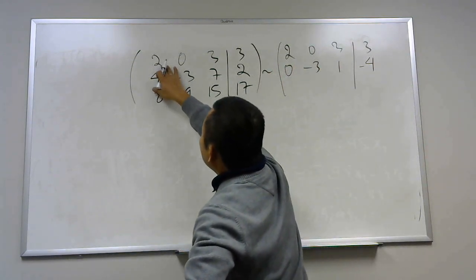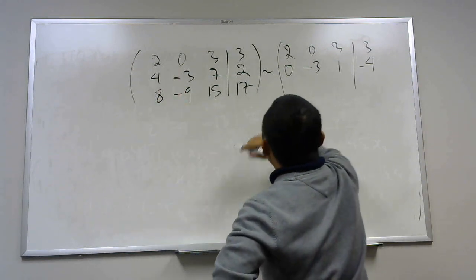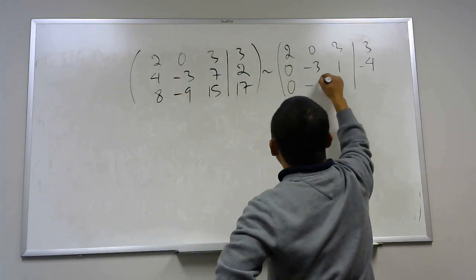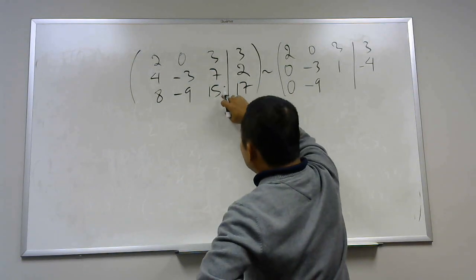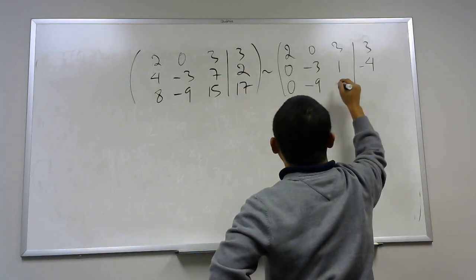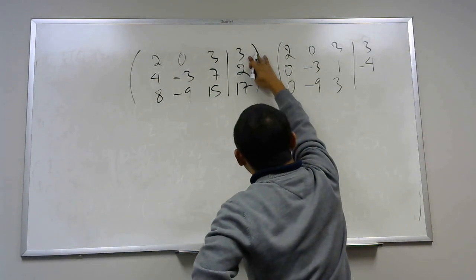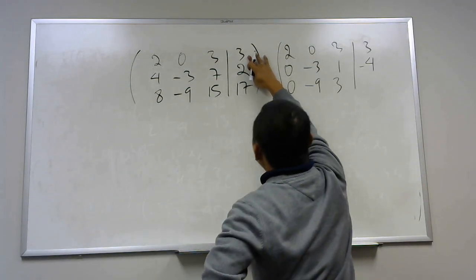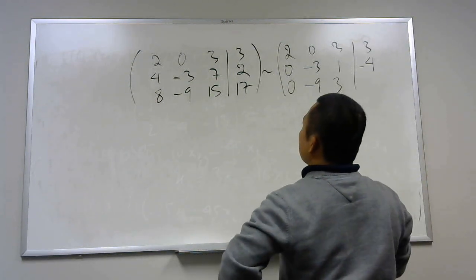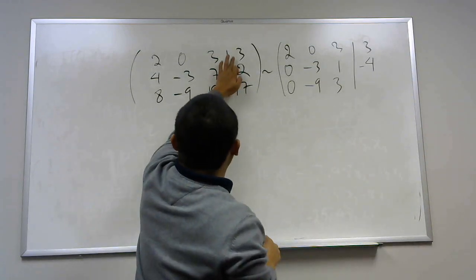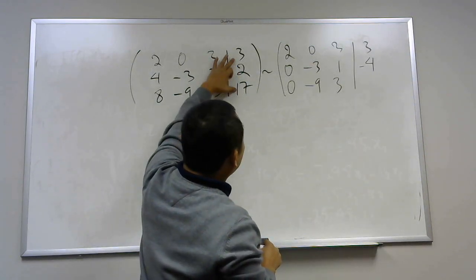And I multiply the first row by -4, add to the third. I get 0 in here. Here's -9, 4 times... add to the third, I have 3. And then -4 times 3 is -12. This is interesting. -4, so I have -12. Add to this, I have 5.